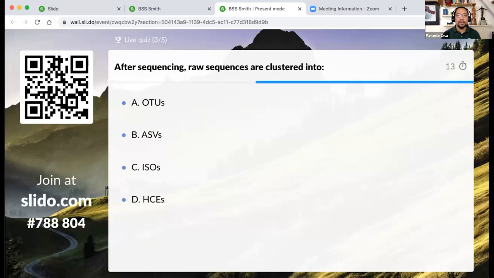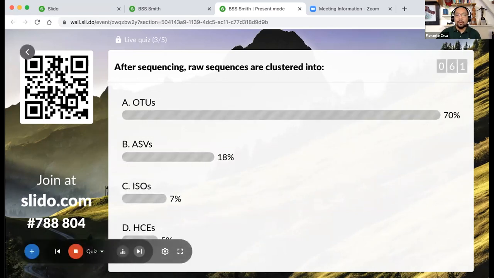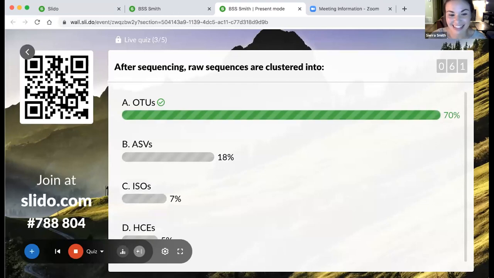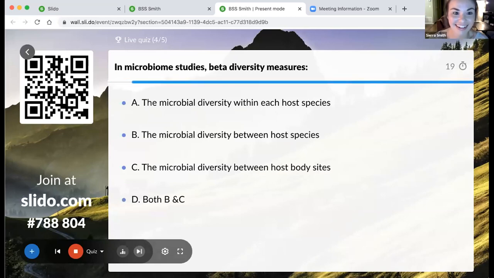After sequencing, raw sequences are clustered into what? OTUs, ASVs, ISOs, and HCEs. Oh, yeah. 70% got it right. I think they are really listening. Sorry, I keep giving away the answers. The OTUs are the operational taxonomic units. It's just a means of classifying sequences in order to assign them a microbial taxonomy. So it just gives you an idea of the microbial diversity within the sample, or the taxa of microbes present within the samples. All right. And fourth question, in microbiome studies, beta diversity measures what?